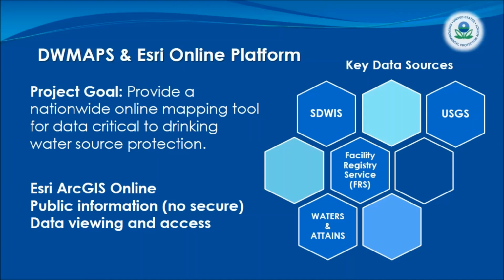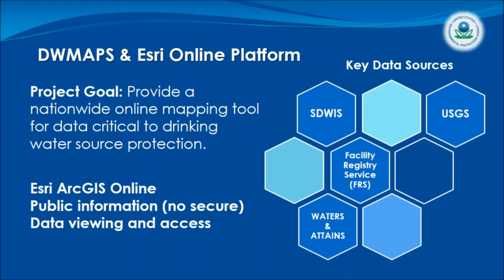DWMAPS allows users to layer data spatially to make visual connections. DWMAPS draws from several federal databases, a few of which I have here in the honeycomb graphic. Of note are Waters and Attains, which house Clean Water Act specific information, the Facility Registry Service, which houses information on EPA permitted facilities. We also have information from USGS and from the Safe Drinking Water Information System, among others. There are many more, and there are many more that you can access.